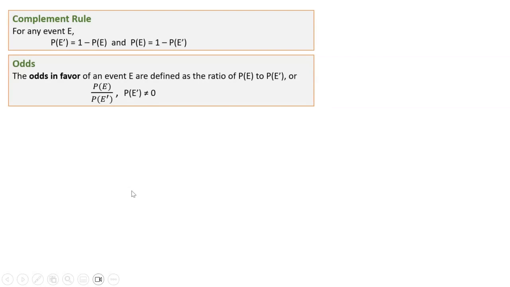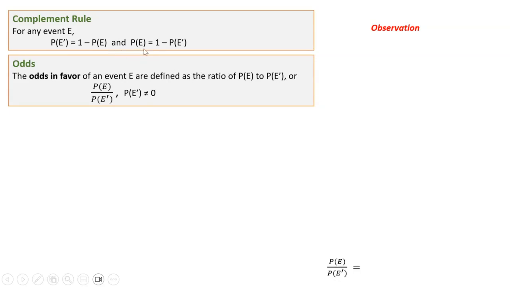Okay, now let's move on. This is called the complement rule. It says here, for any event E, the probability of the complement is equal to 1 minus P of E, and P of E equals 1 minus the probability of the complement. Because instead of complement, I like to say "not those," okay?